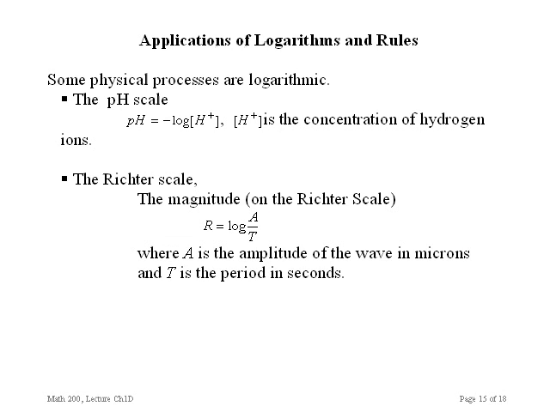Many physical processes are logarithmic. One is the pH scale, where pH is the negative of the log of the hydrogen ion concentration. That's used a lot in chemistry, of course. The Richter scale, which we're familiar with here in Alaska, is the log of the amplitude of the wave of the earthquake in microns divided by the period of the earthquake, and that's T, in seconds.